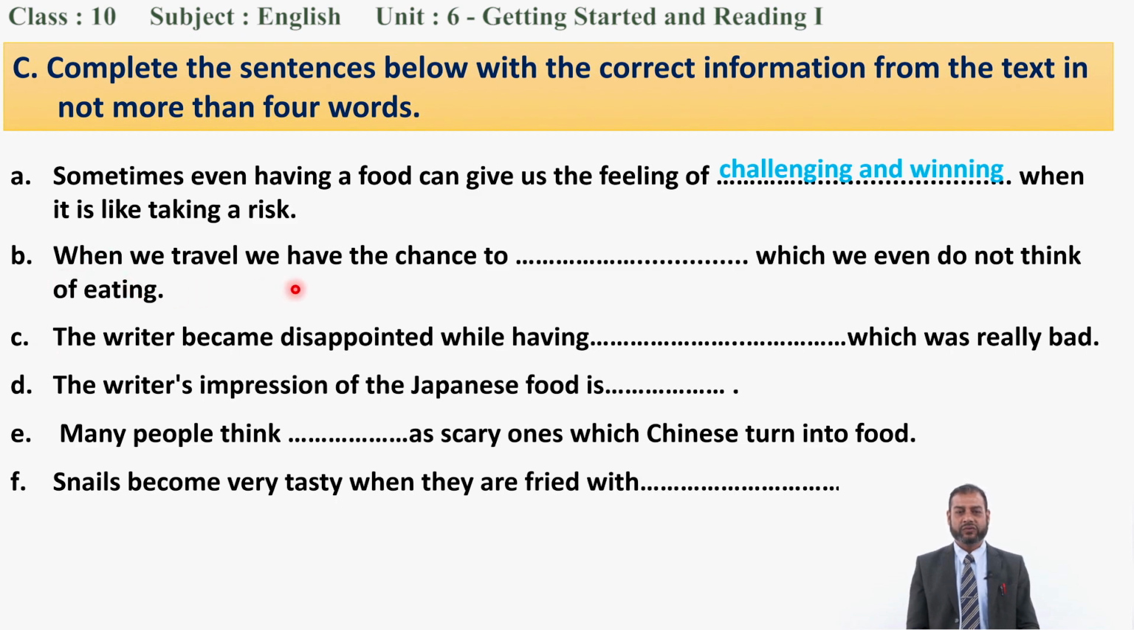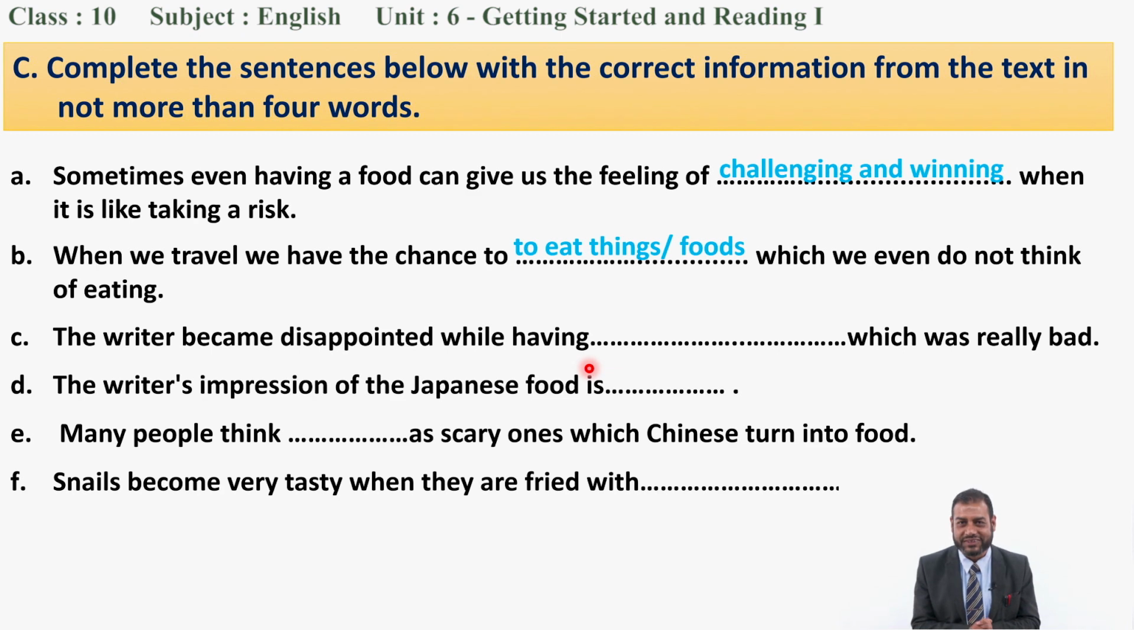Next, B. When we travel, we have the chance to... Now, what is the correct information that you have written in the blank? Please share with me. Okay, yours should be chance to eat things, or you can write down foods which we even do not think of eating. So, in your book you can find things, okay, and here things means foods. Is it clear to you? Good job.